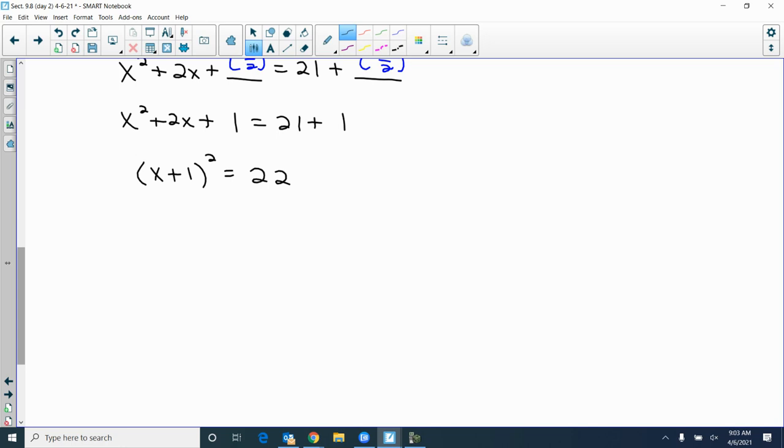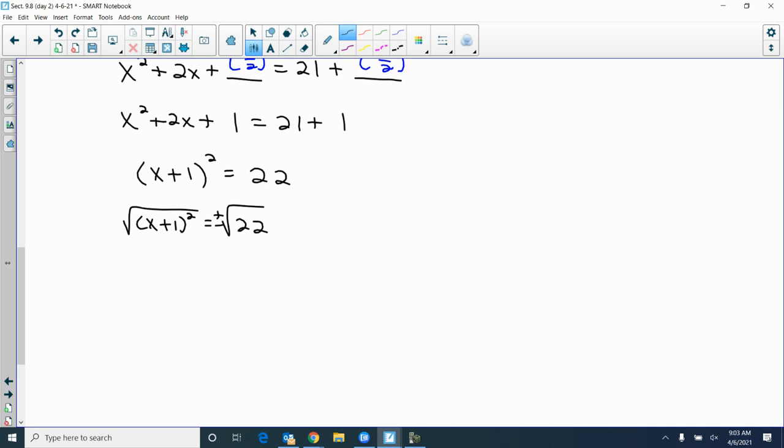Okay, now this is where we take the square root. And this is where some of you are kind of skipping some steps. You need to make sure you show this because it will end up causing mistakes down the road. All right, check and see if the square root of 22 is a whole number. If it's not, then don't do anything just yet. We'll come back to that. So it's not a whole number.